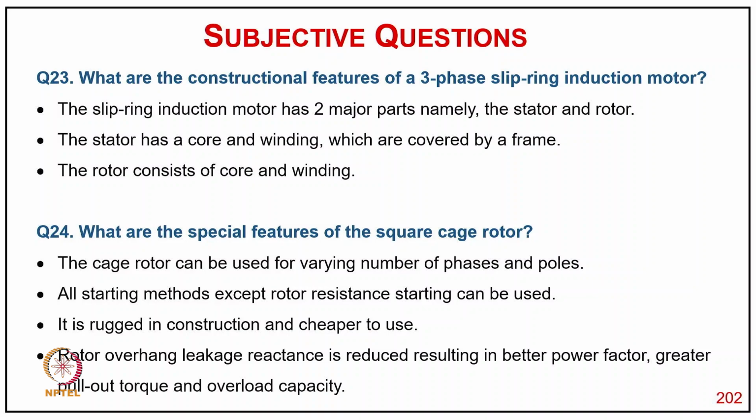What are the specific features of a squirrel cage rotor? The cage rotor can be used by varying the number of slots and poles. All the starting methods can be used except rotor resistance starting. The construction is cheaper and rotor overhang leakage reactance is reduced, resulting in better power factor, greater pull out torque and overload capacity.